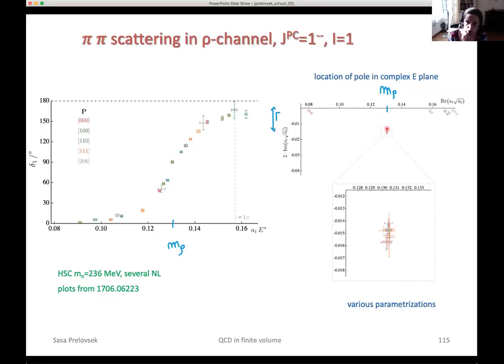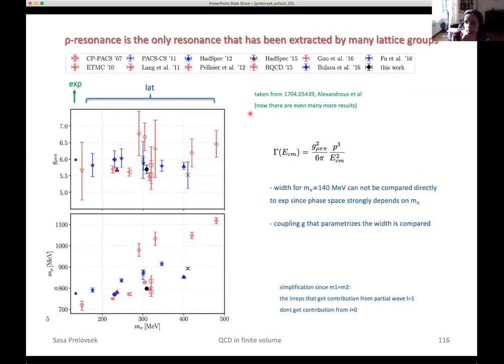Basically, what is given here is the result from several parameterizations which are Breit-Wigner-like, and you can see that several parameterizations give similar energy. Why parameterization? You have to parameterize this phase shift as a function of energy to really get some result. Okay, and the rho resonance is the only resonance that has been extracted by many lattice groups. It's the easiest. It's the first one that every group that enters this business would do.